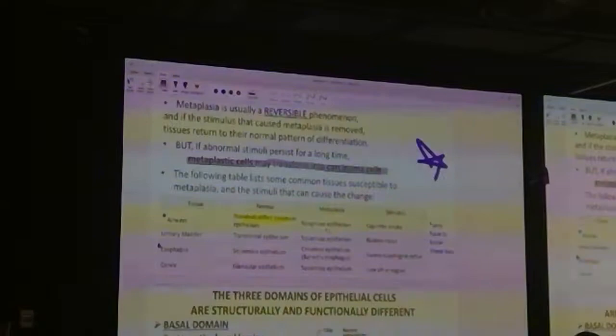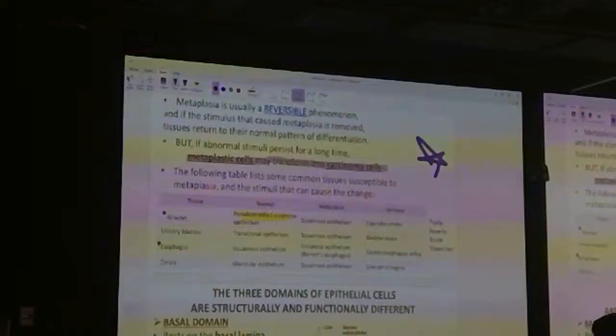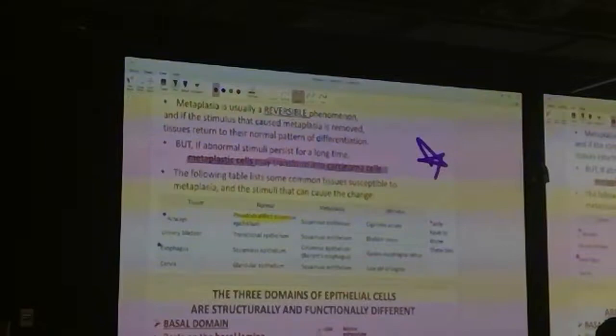Wait, I made a mistake there. It's the opposite. So the normal is non-keratinized stratified squamous, and it's changed to columnar, because the columnar epithelium has goblet cells. And then those goblet cells counteract the acid being refluxed from the stomach. Any questions about that?